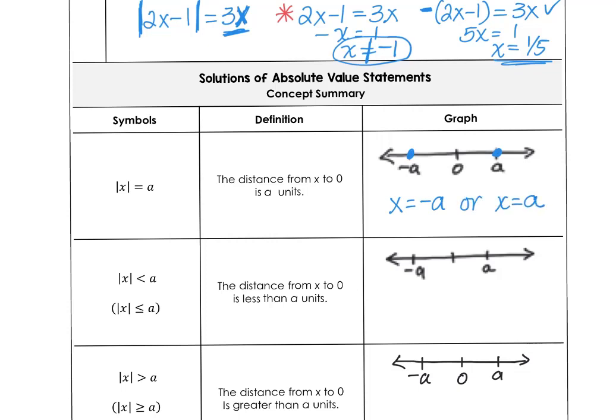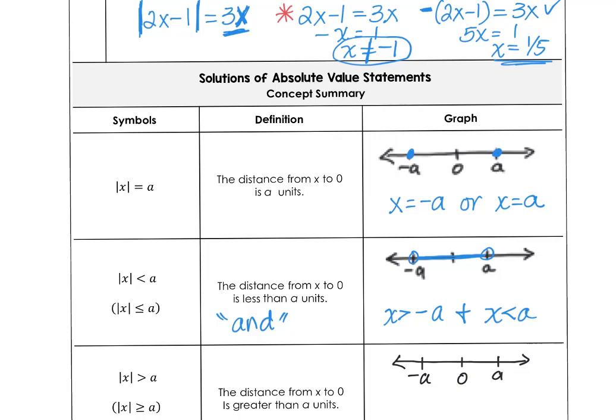In the second one, the absolute value of x is less than a. That's the distance between x and 0, and it's less than a units. So it's going to be in between. We call this a conjunction. So it's the solution in between. Either x is greater than the opposite of a, and x is less than a. This is an and statement. We called that a conjunction.